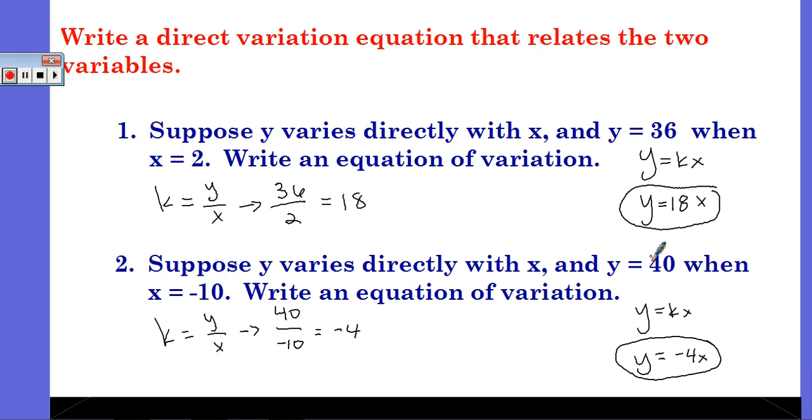Okay, so this is basically it for direct variation. Next class in our review, we'll look at some real-world examples just to practice, and we'll do some more practice on finding direct variation.